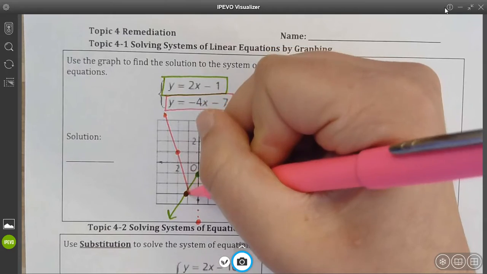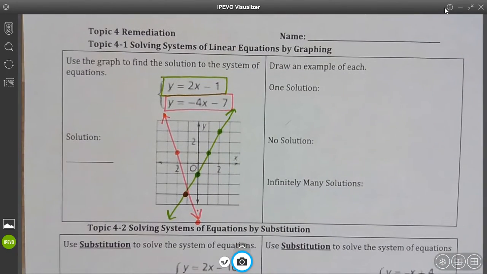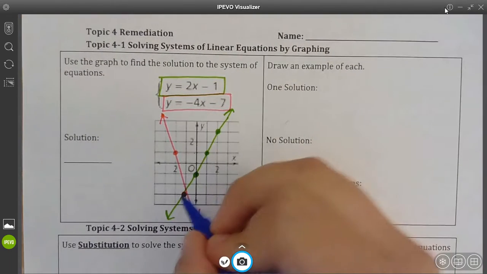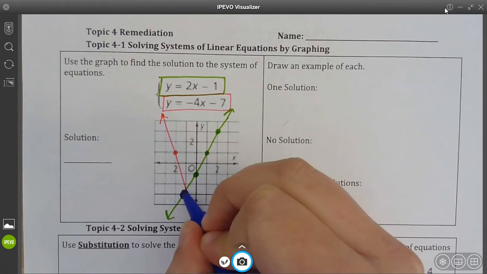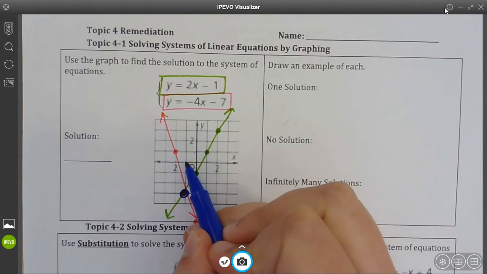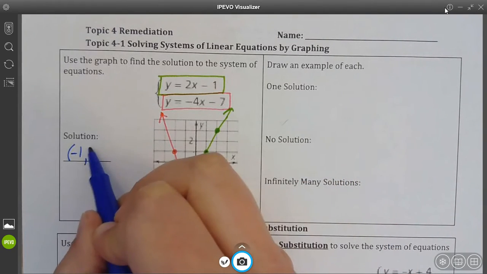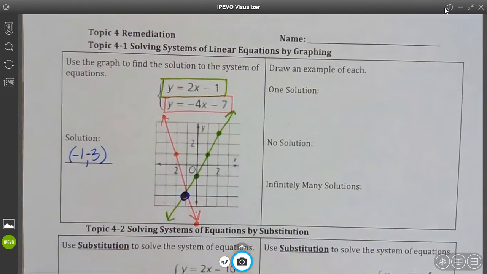And now that I have some points that do lie on the graph, the solution is where my two lines intersect. I didn't do a great job of drawing this, but they intersect at this point right here. So I'm going to write that as an ordered pair. It's to the left 1, so that's -1, and it's down 1, 2, 3. So my solution is -1, -3.